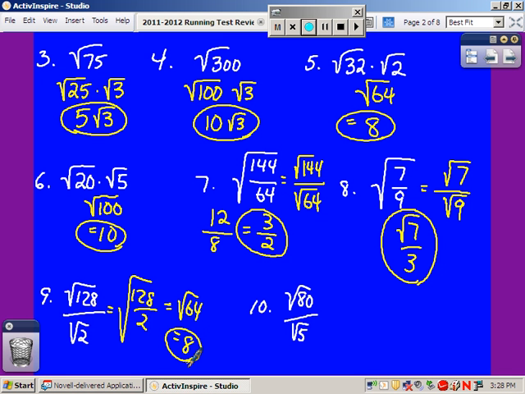Same thing for this one. Make it one big square root. 80 over 5. That simplifies to square root of 16. And answers 4. Once again, I want to see those steps as to how you actually got down to the square root of 16 and so on.